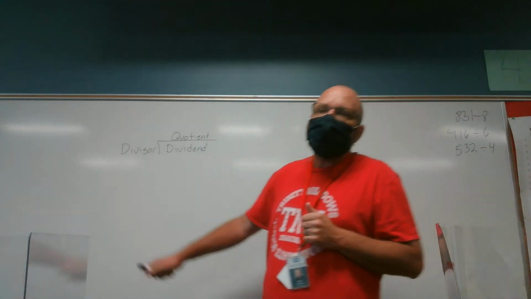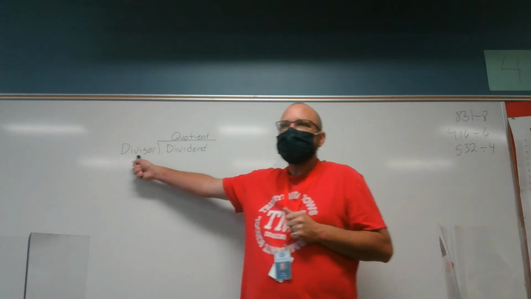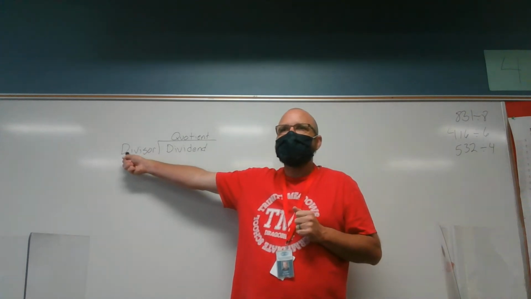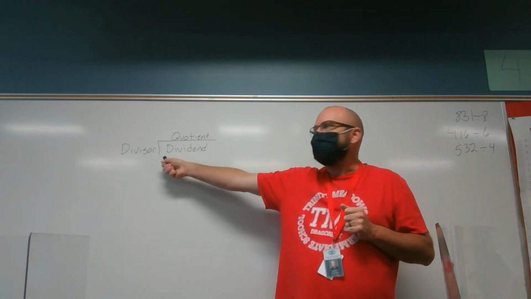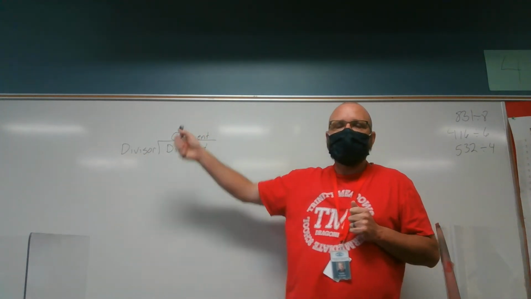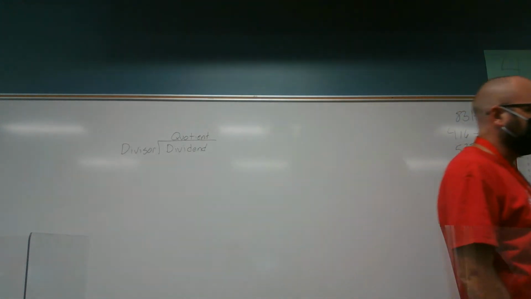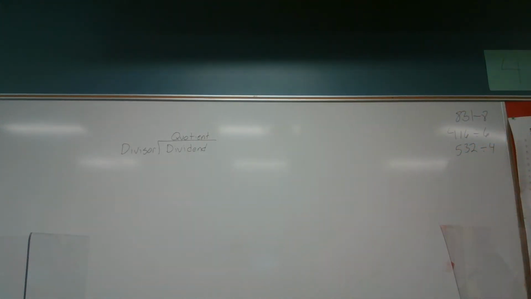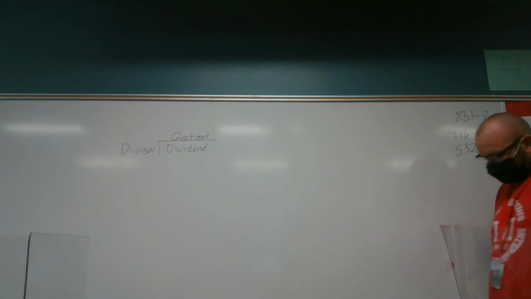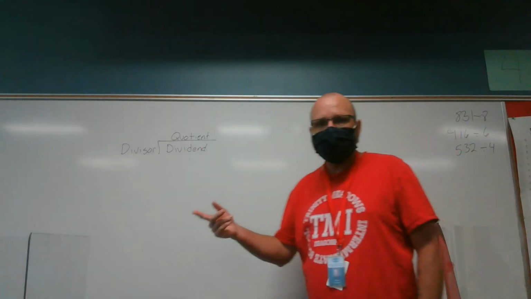All right, so the parts of a division problem: the part on the outside is the divisor, the dividend is on the inside, the quotient's the answer, and you know what the remainder is. So you need to know those terms, which is why I wrote them down.